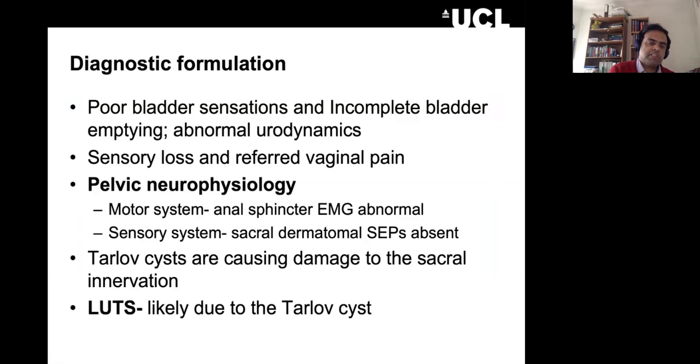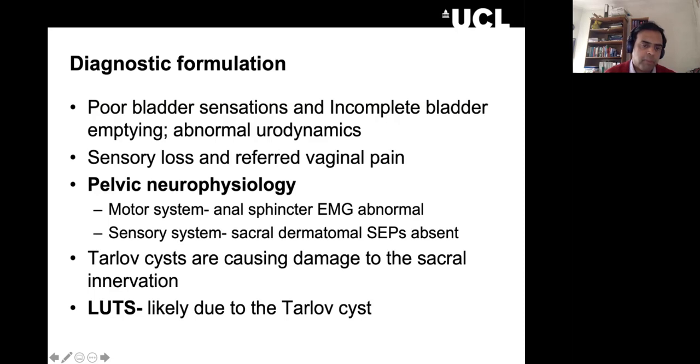So this patient presents with neurological symptoms in the perineum, incomplete bladder emptying with urinary retention. There are some abnormalities in neurophysiology, which would suggest that the sacral motor and sensory pathways, at least in the somatic system, are involved. So one could therefore conclude that the Tarlov cysts are indeed causing damage to the sacral innervation.